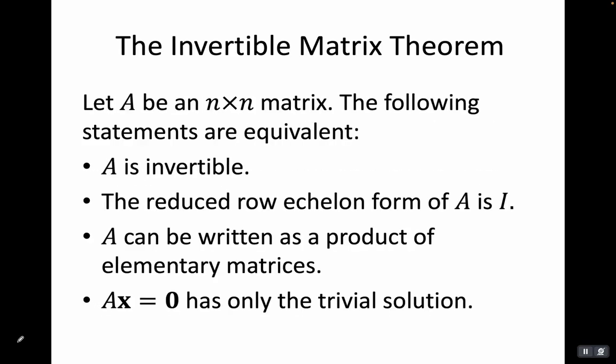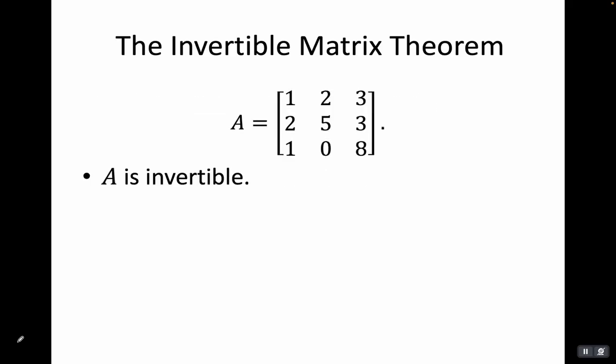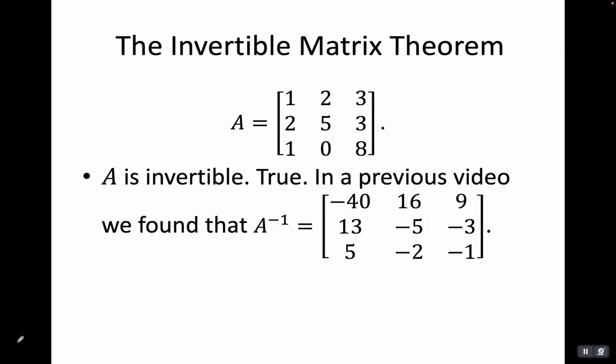So again, here is the invertible matrix theorem. Let's look at an example. Let's illustrate this with the matrix A equals 1, 2, 3, 2, 5, 3, 1, 0, 8. First, A is invertible. That's true. In a previous video, we found that A inverse is this matrix. And because this is true, all the other statements are going to be true.